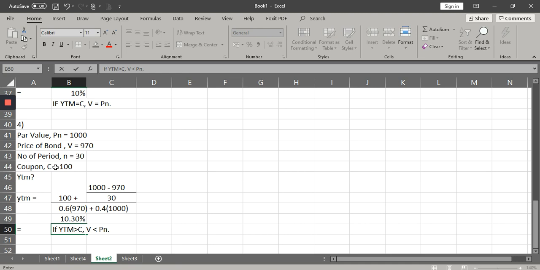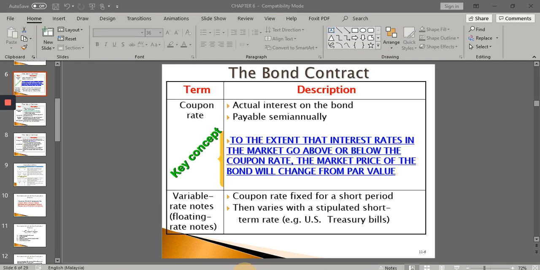Alright, that is why I asked you to do all 4 examples, to show you the meaning behind it. Whenever your yield to maturity or the market interest rate changes, your bond price will also change according to the changes in the yield to maturity. Alright, so that is what the key concept is all about.